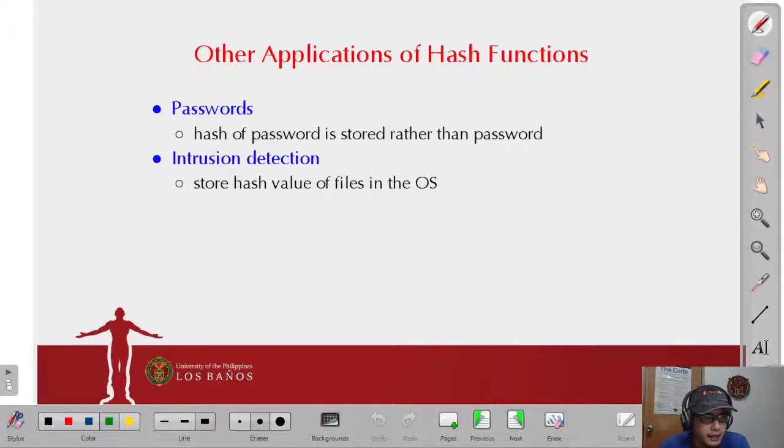Other applications of hash functions: passwords, where the hash of the password is stored rather than the password. It's very important when you write your web applications. If you allow your users to register to your system, you don't store their password in your database. You have to hash the password, add some salt in the hash process, and then store the hash in the database. So let's take a look at an example.